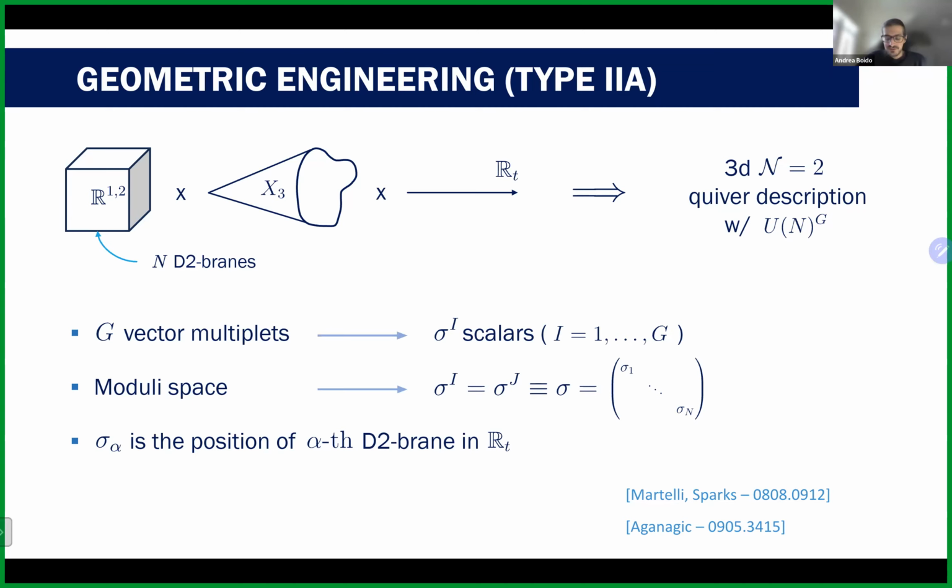For the purposes of this talk, G will either be 1 or 2, but still, in general, we have this structure here. These field theories will have G vector multiplets, and in these vector multiplets will be, of course, the scalars, which I'm going to call sigma I, with I going from 1 to G.